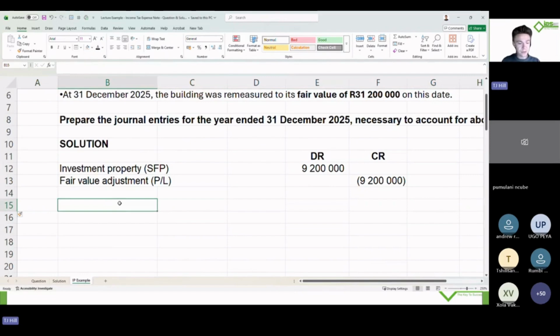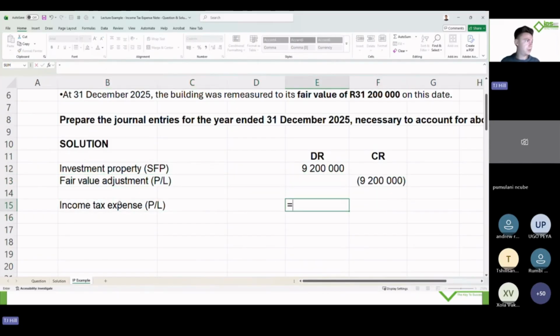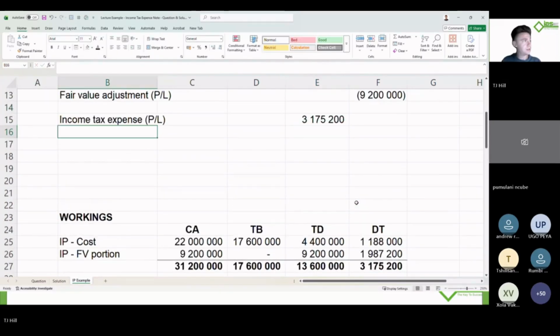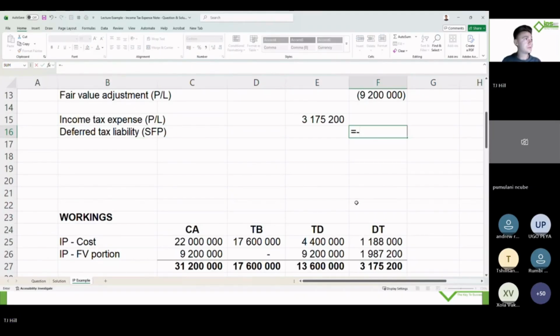Okay, and now I'm going to recognize the tax, which goes to P&L, truck and trailer. This is the truck. This is in fact the truck, and this is the trailer. The trailer must go with deferred tax liability, SFP. Happy. Those are your journal entries.